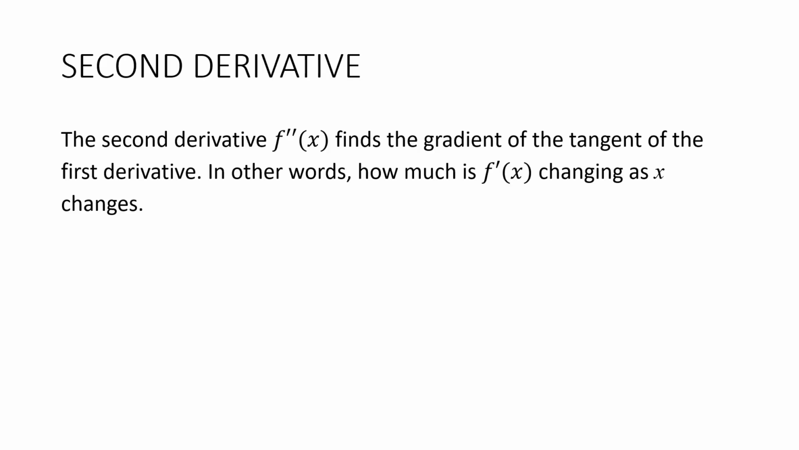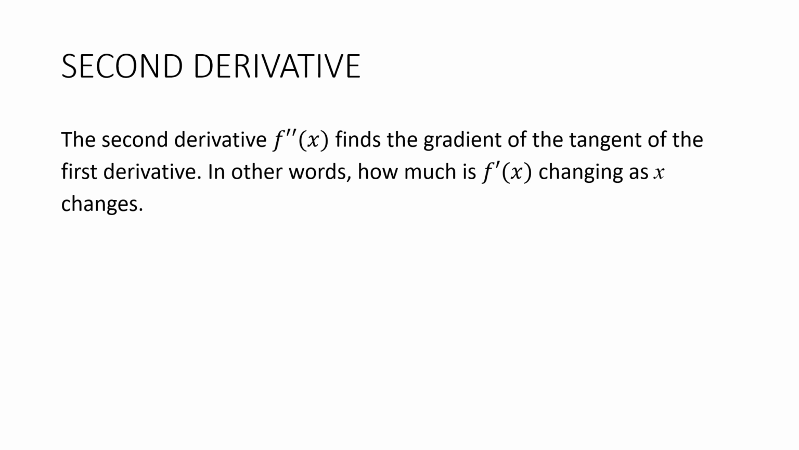Pretty easy to find the coordinates of those turning points, but we never figured out whether they were maximums or minimums. And one easy way to do that is to use the second derivative. The second derivative, f''(x), finds the gradient of the tangent of the first derivative. In other words, how much is f'(x) changing as x changes?